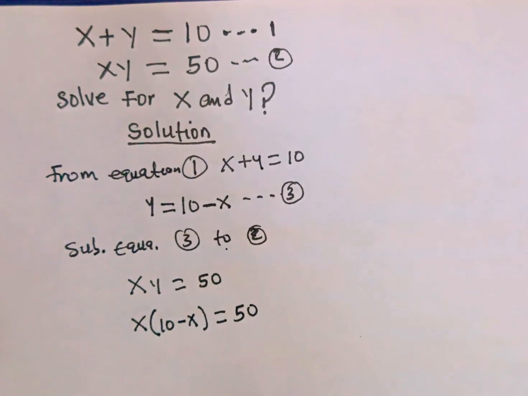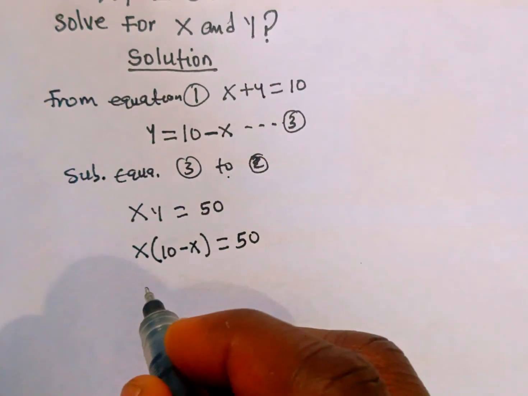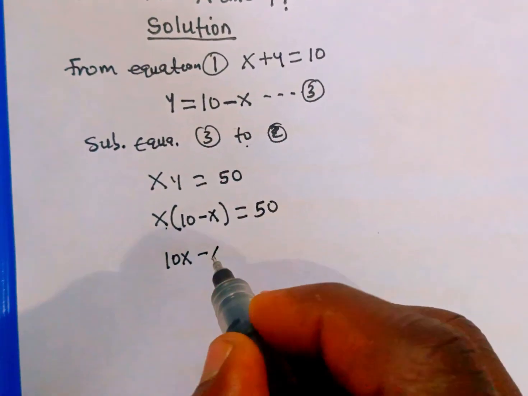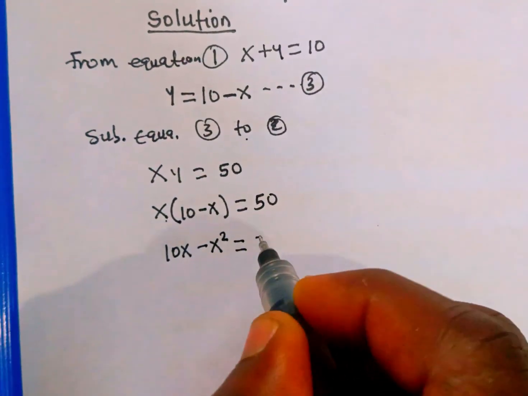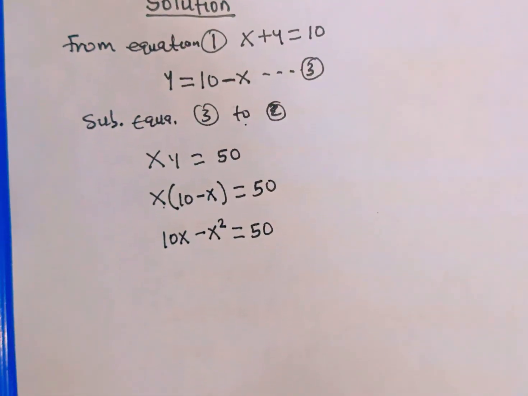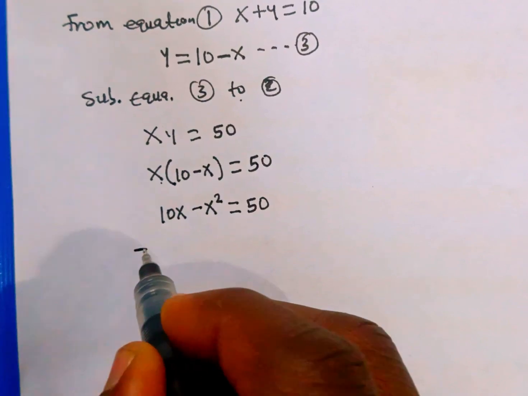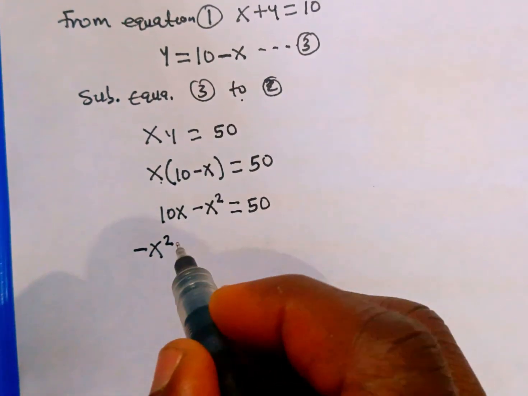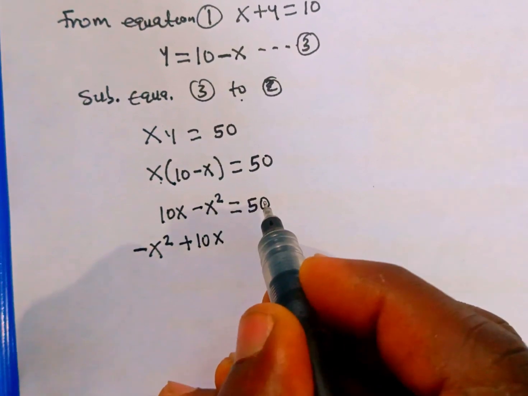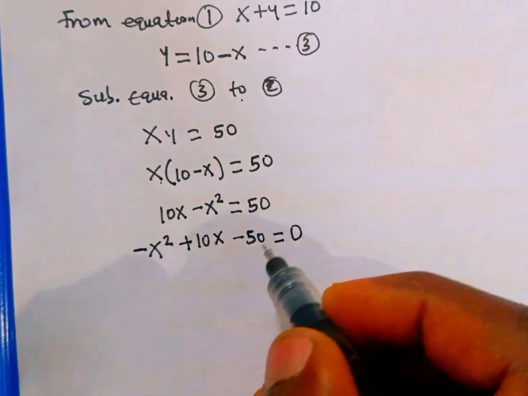Now we're going to expand this bracket. x multiplied by 10 is going to give us 10x. Then x multiplied by negative x is going to give us minus x squared, which is equal to 50. Now we need to rearrange the equation. Here we have x squared in the middle, so we're going to bring this x squared here, then plus 10x. Then when we take this 50 to the other side, it becomes negative 50. So everything will be equal to 0.